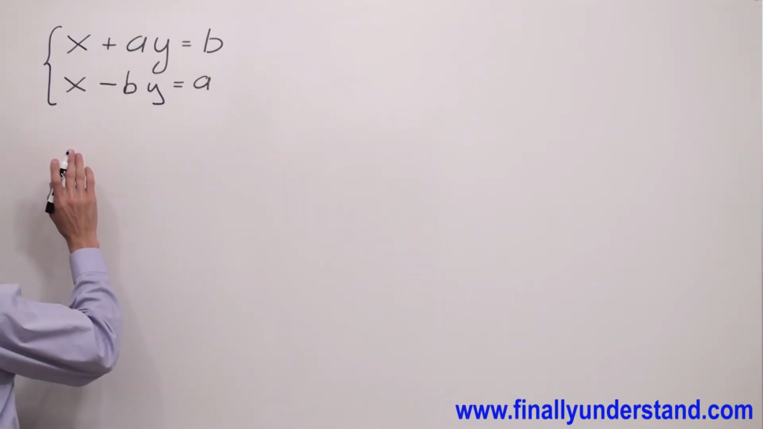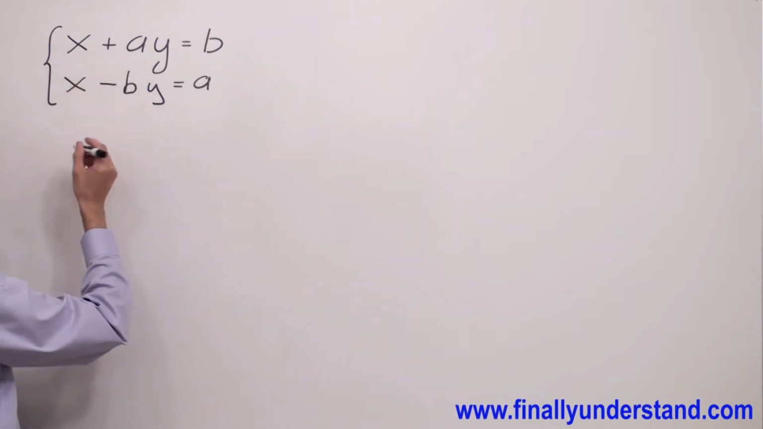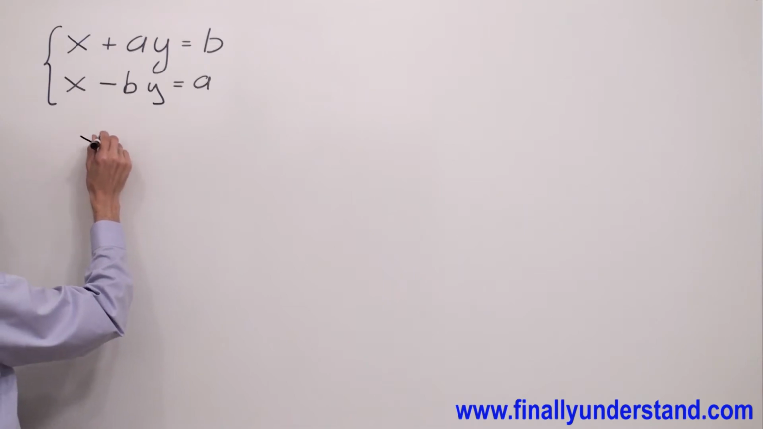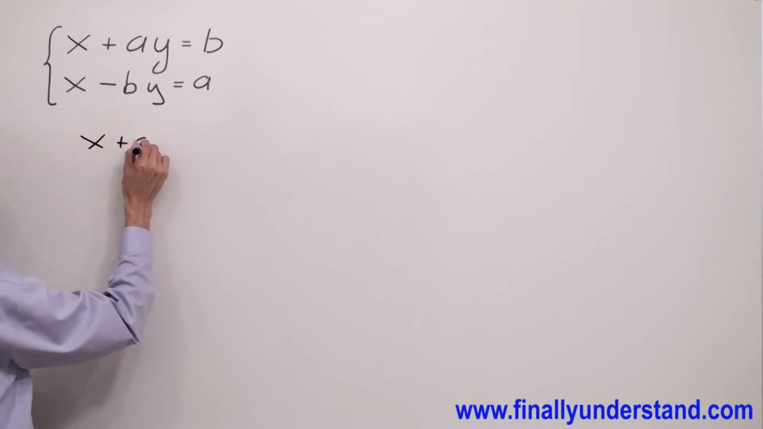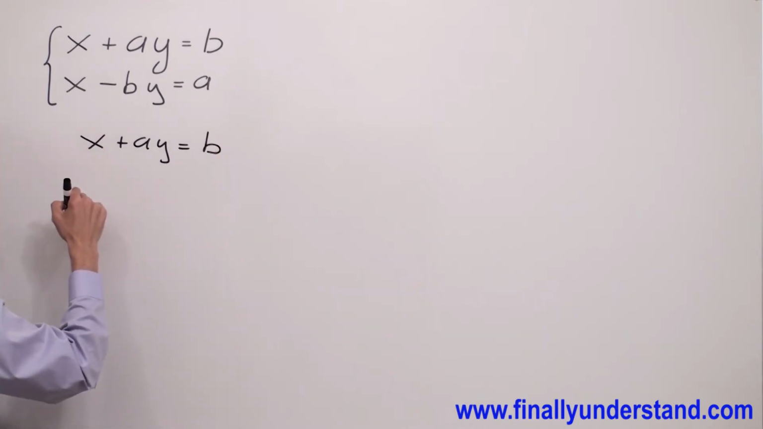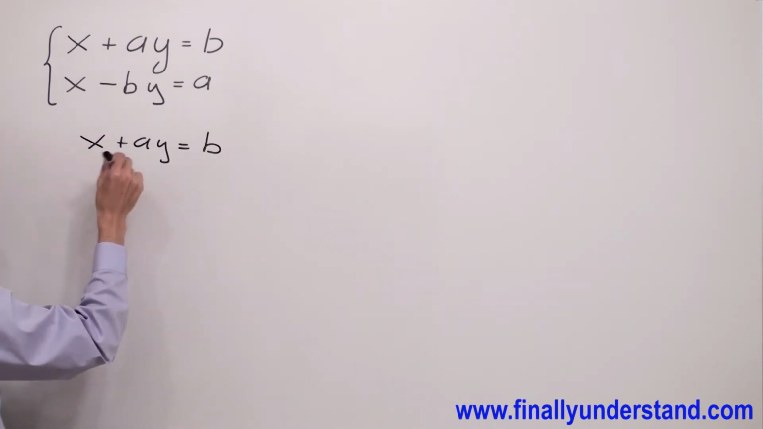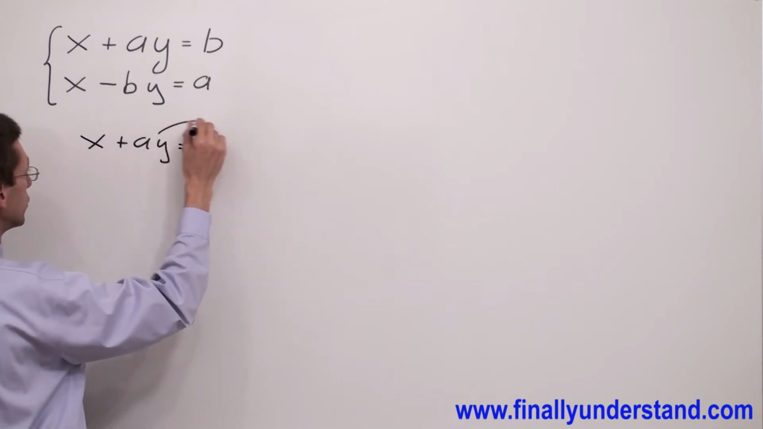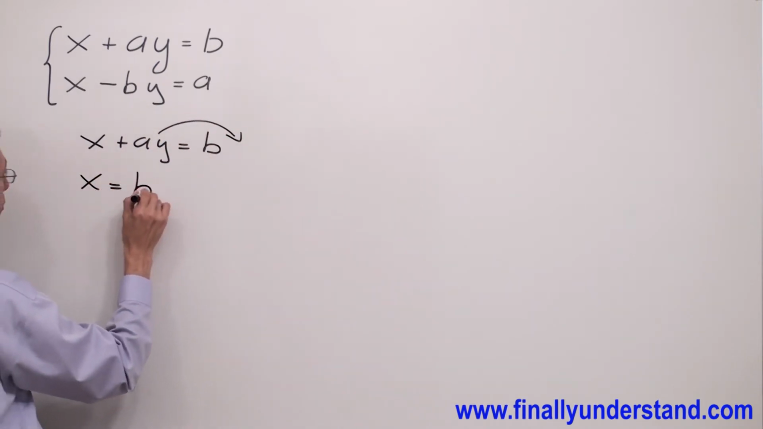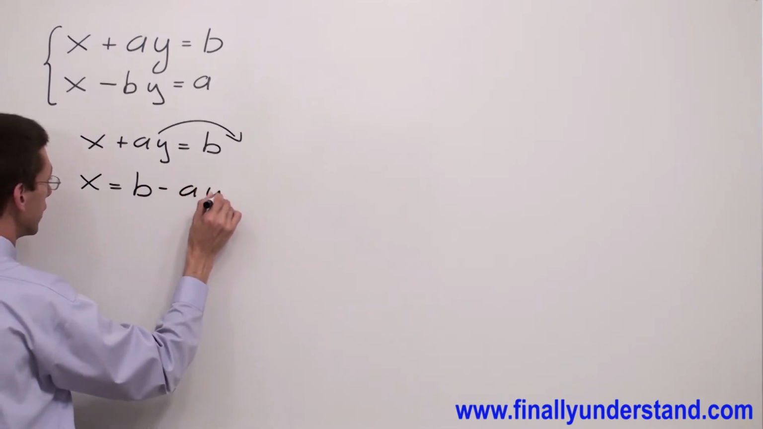So what I'm going to do first, I'm going to copy down, for example, the first equation. You can always start from the second one. I'm going to start from the first one. x plus ay is equal b. I'm going to solve this equation for x. I have to move ay to the right side. And I have x equals b minus ay.